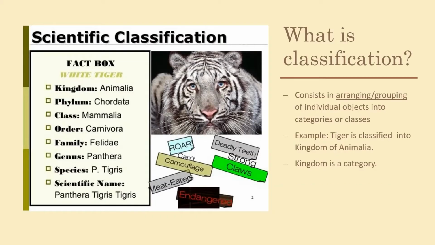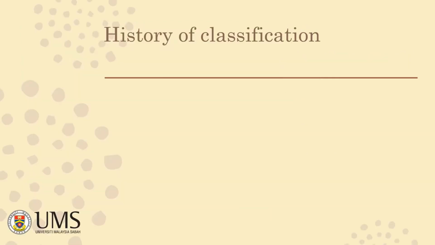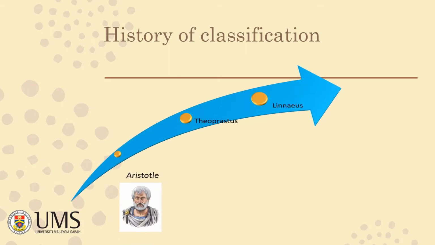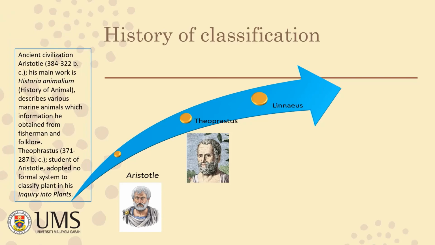What is classification? Classification is when you arrange individual objects into classes. For example, tiger is classified into the kingdom of Animalia. Coconut is classified into the kingdom of Plantae. Okay, this is how it was started back then. Actually, it is human nature to classify a species.